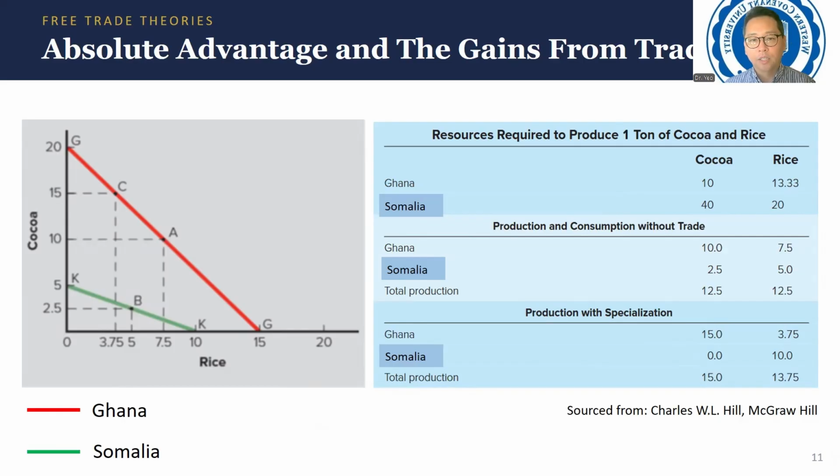Without trade, the combined production of cocoa will be 12.5, and the combined production of rice will also be 12.5. Without trade, each country must consume what it produces. By engaging in trade, the two countries can increase their combined production of rice and cocoa, and consumers in both nations can consume more of both goods, like 13.75. So it was improved from 12.5 to 13.75.